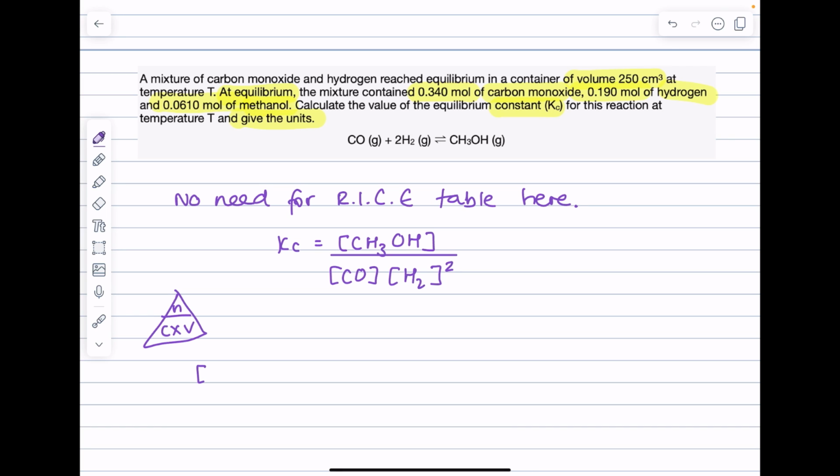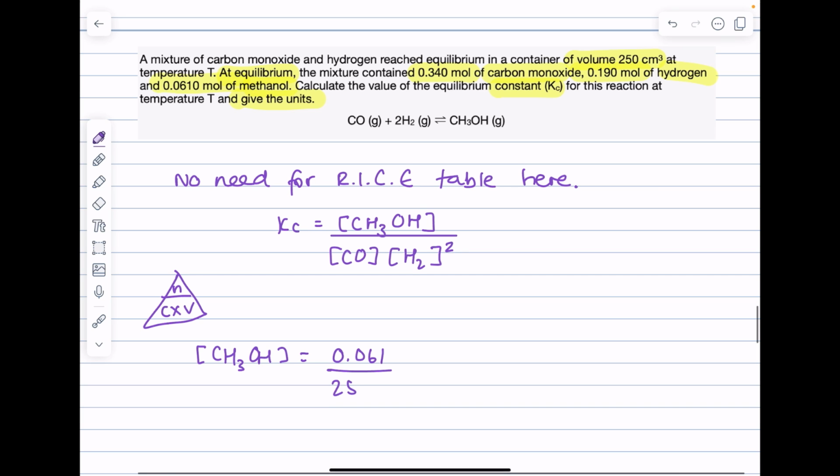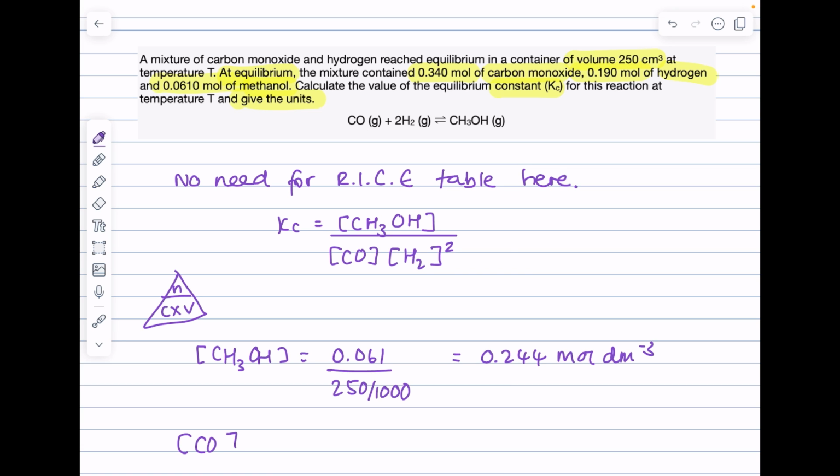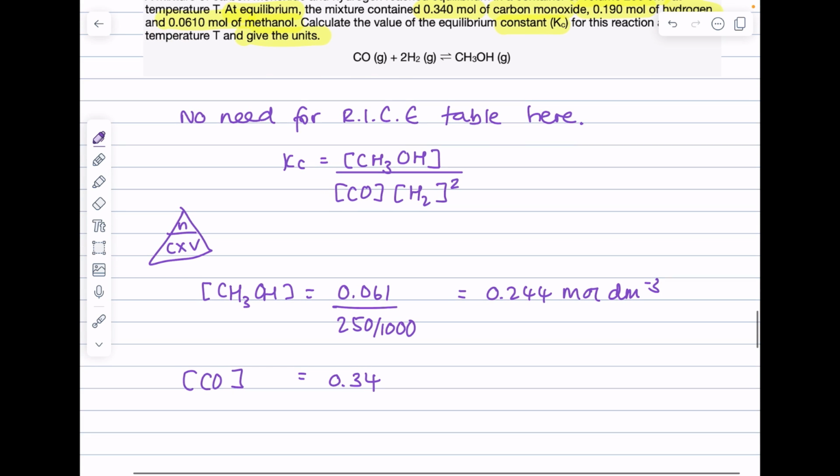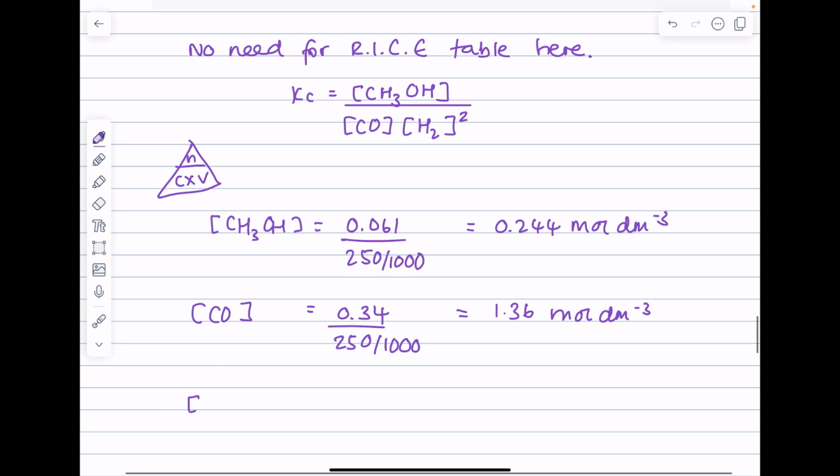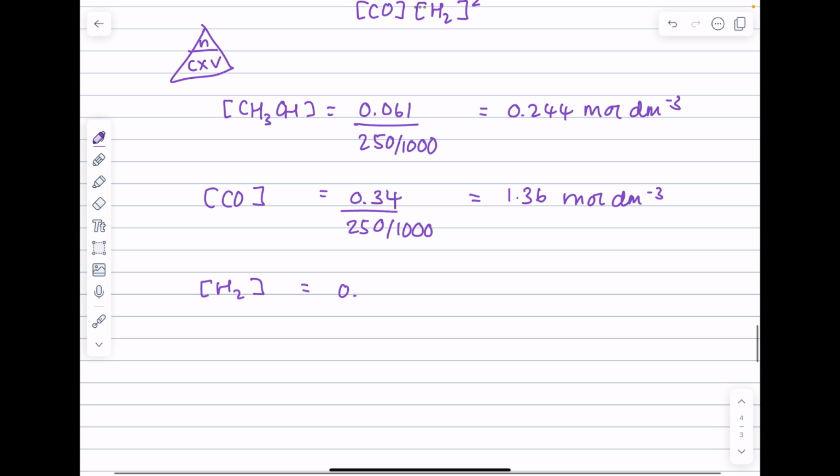So our concentration of methanol, using that formula triangle, is the number of moles, 0.061, divided by the volume, which we were told was 250 centimetres cubed. Just be careful, that needs to be in decimetres cubed, which is why I'm dividing by 1,000. Let's do the concentration of carbon monoxide. Very similar. There we are, dividing it by its volume again. And then finally the concentration of hydrogen, 0.19 moles.